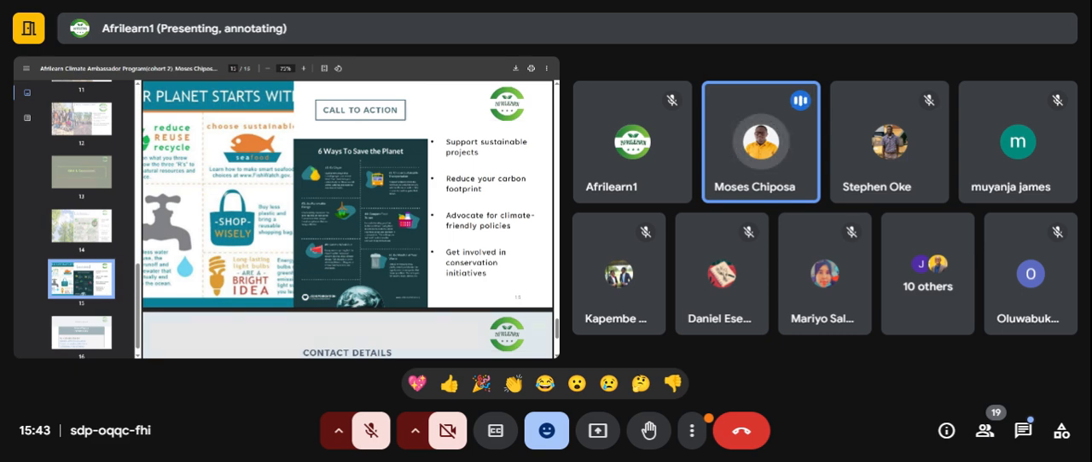Reduce your carbon footprint. Even at a personal level, you can do this. Every action matters. You can cut your carbon emissions by using clean energy sources like solar and wind, if you can, reducing waste and recycling, opting for sustainable transportation like walking, biking, or e-mobility, electronic mobility, and also conserving water and energy at home. We can contribute even at a personal level.